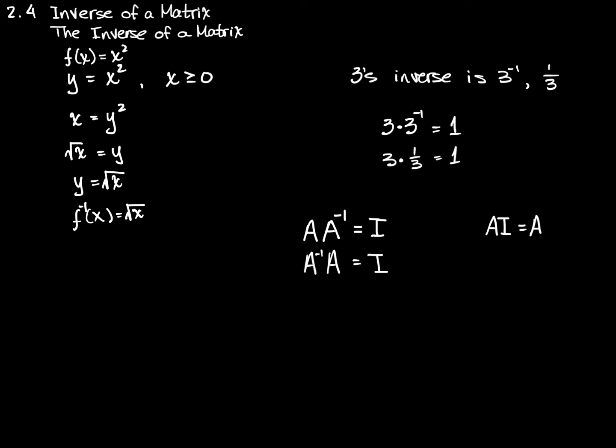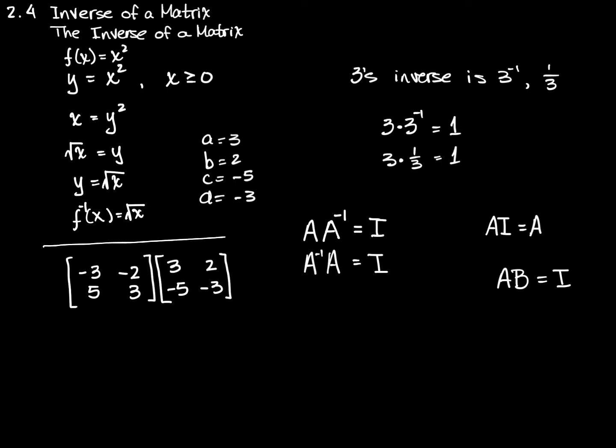Now, A has to be a square matrix. Only square matrices can have an inverse. But it's also true that sometimes when you multiply together two non-square matrices, you might get I. So it's sometimes true that A times B equals I, but that does not necessarily mean that B is the inverse of A. Okay, so just something to keep in mind. Not only that, but just because A is a square matrix doesn't mean that it will have an inverse. Not every function has an inverse, and not every matrix has an inverse.